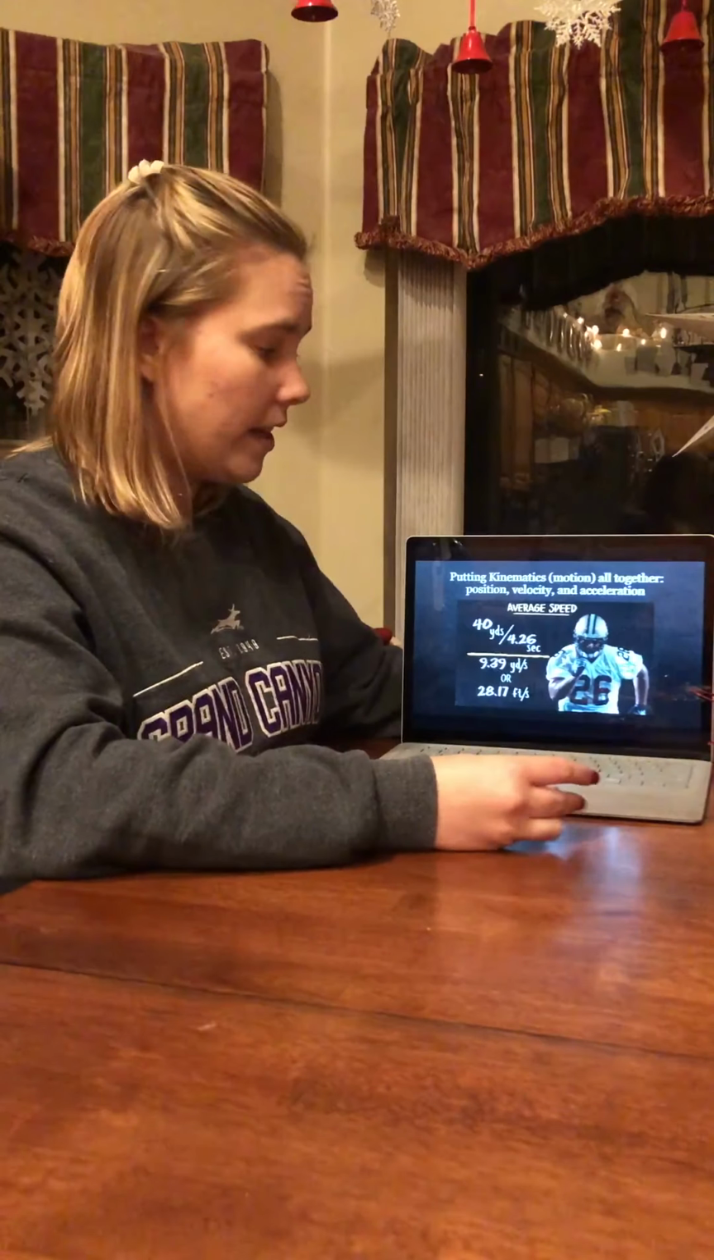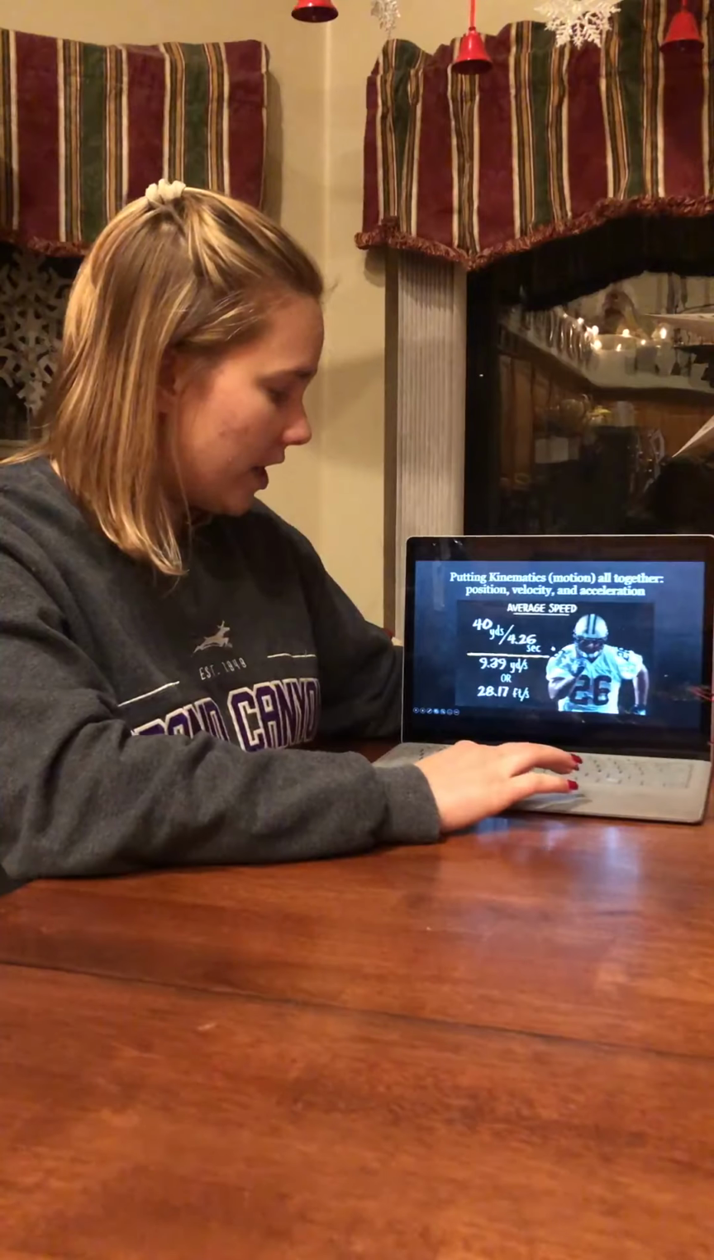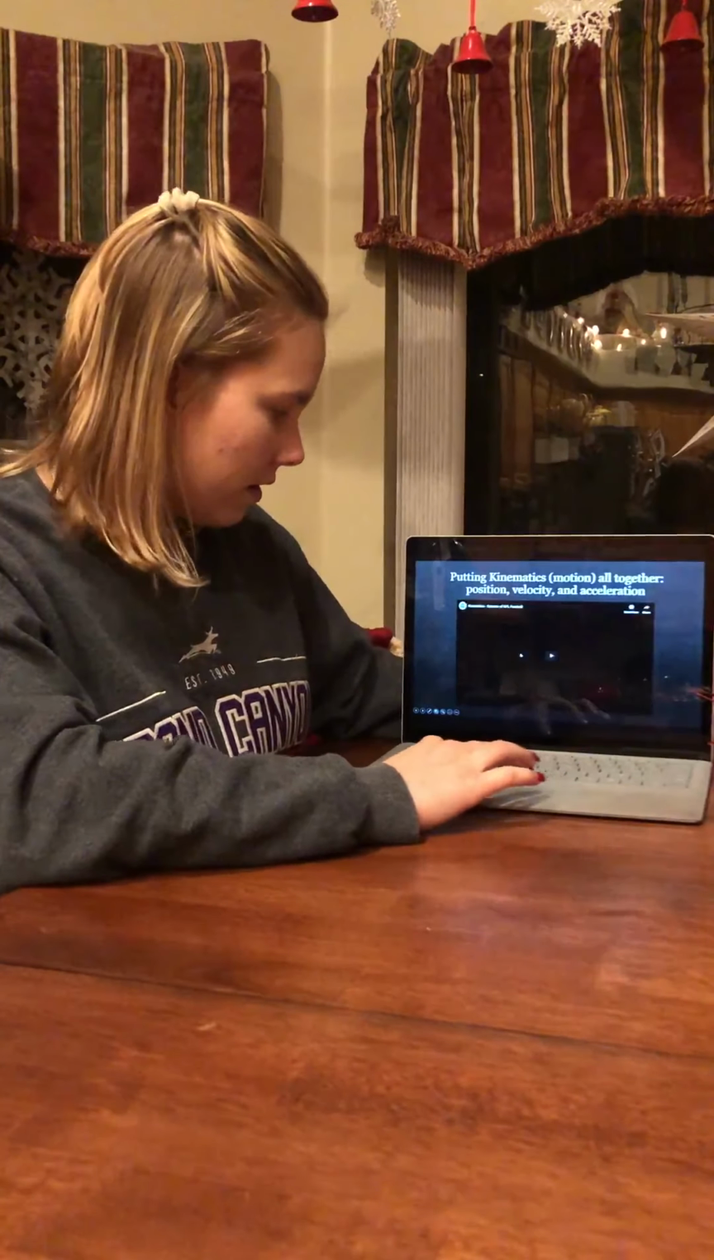So putting all of these together, position, velocity, and acceleration, this can be seen in football.